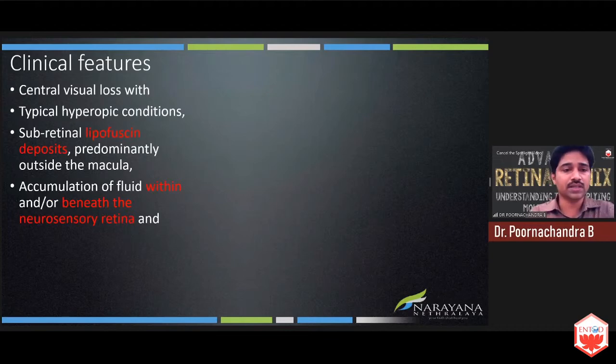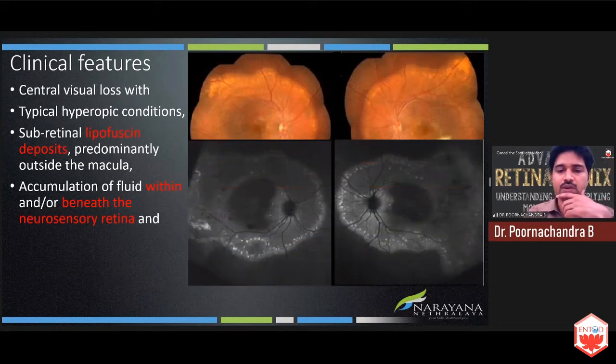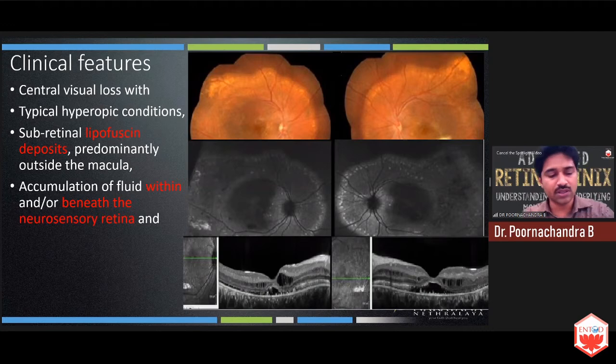So clinical features, as I described, typically they will have hyperopic refraction with subretinal vitelliform deposits, the degree of which can differ. As I showed in my case example, it was very sparse, and it can be quite extensive, as you can see in these autofluorescence images. When you do an OCT, there will be both intraretinal and subretinal fluid, as opposed to the dominant one, in which it is predominantly subretinal fluid, as far as I have seen.